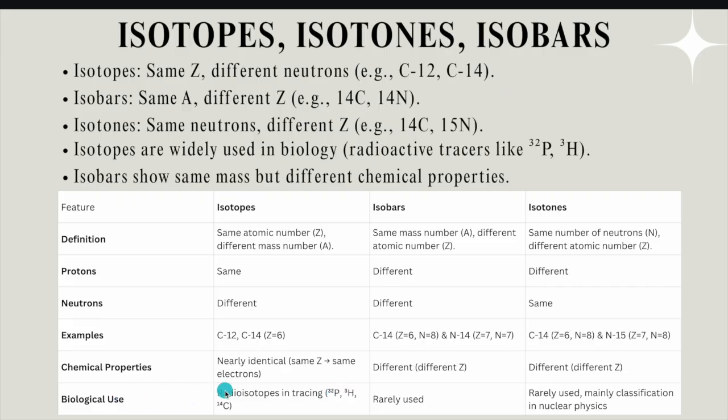in the biological use, isotopes, I already told you, are used in the tracing process. Isobars are rarely used because they are going to have two different chemical properties, so we are not going to use them anywhere. Isotones may be used but rarely. Mainly they are used in nuclear physics, that is not our part.